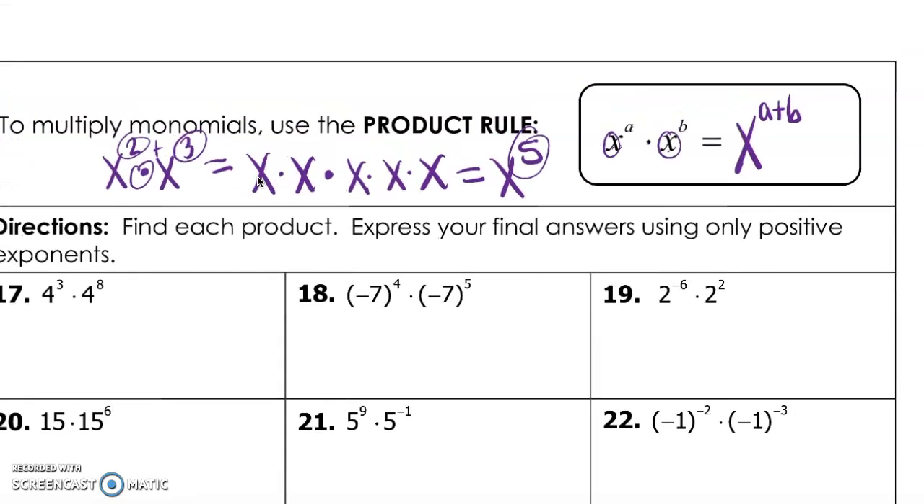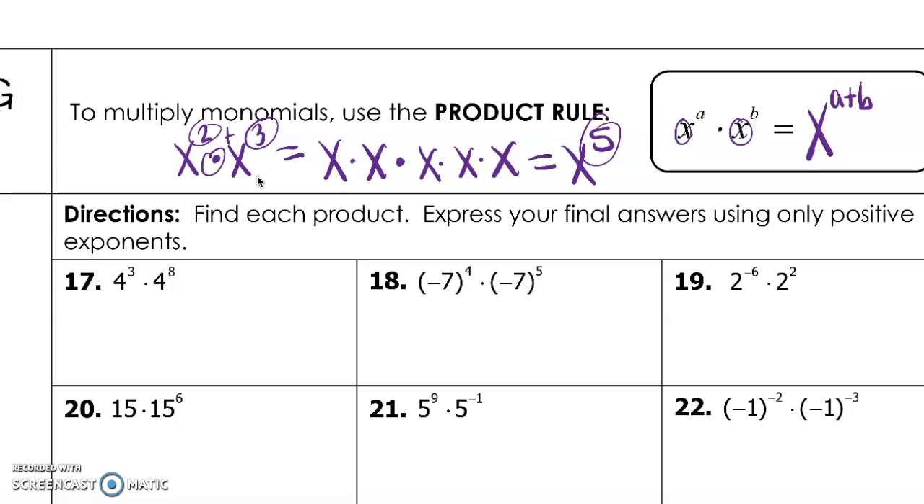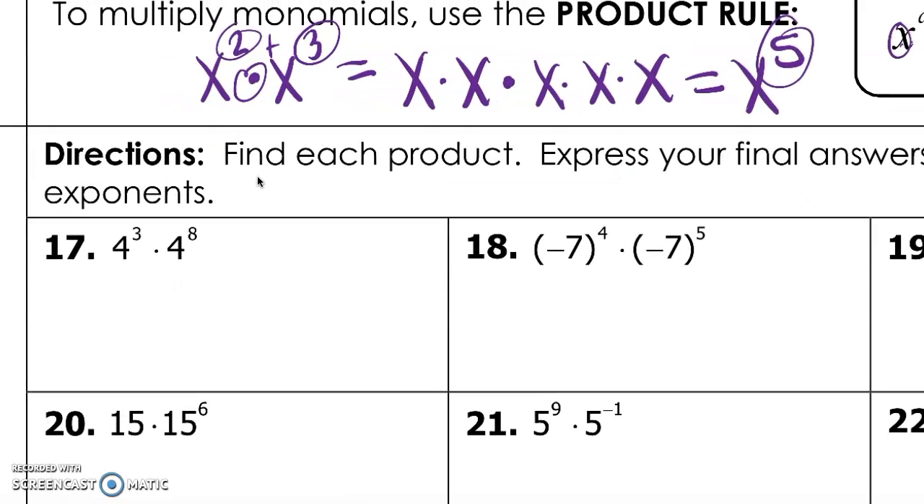So what we're going to do is we're going to find each product, and you have to write them using positive exponents. So we have to remember what to do about negative exponents also from chapter 1. So for 17, you do not do 4 times 4 to make it 16. That is the biggest mistake. It stays 4, and then 3 plus 8 gives me 11. So 4 to the 11th is your final answer.